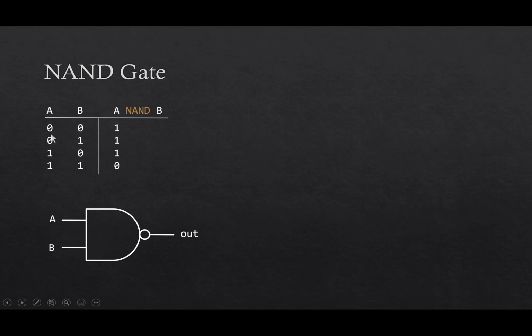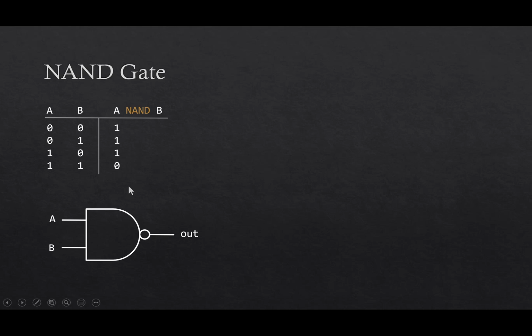If the inputs are 0 and 1, again, A NAND B is going to be 1. If the inputs are 1 and 0, A NAND B is also 1. And if the inputs are 1 and 1, then this is the only case where the output is 0, because 1 and 1 is true, so NOT (1 and 1) is false. Okay, so that's a NAND gate.